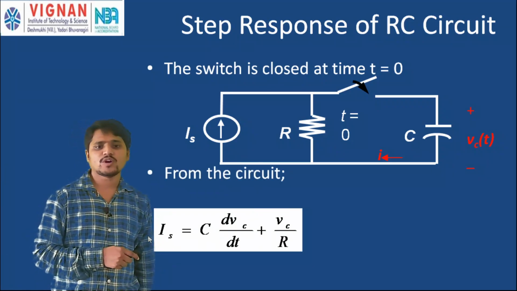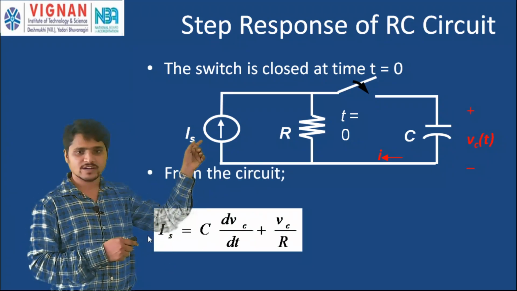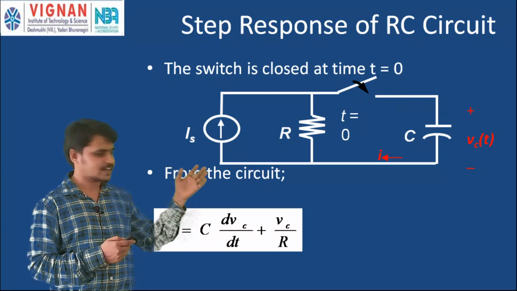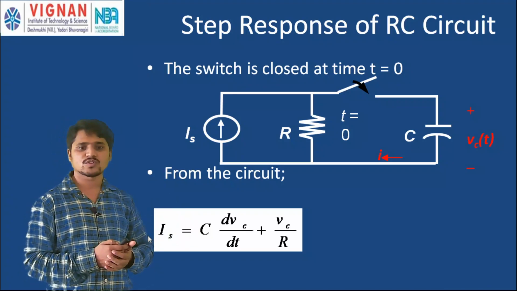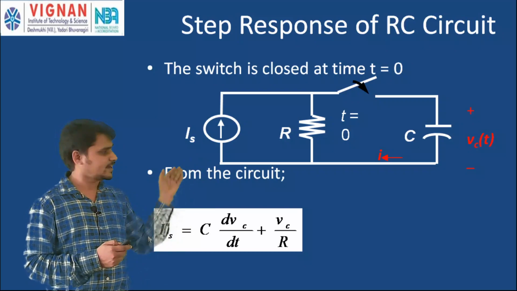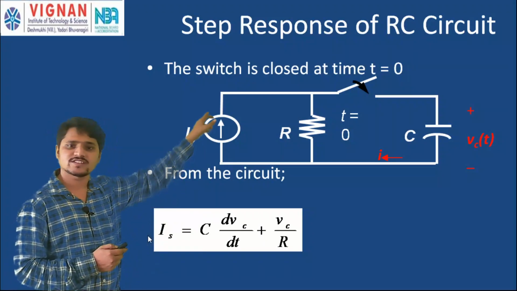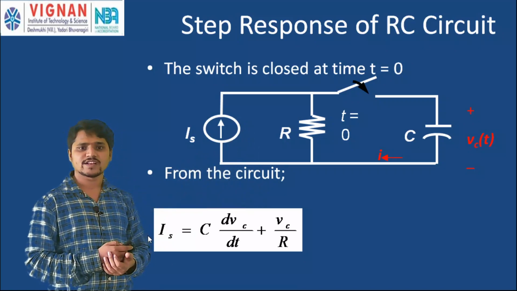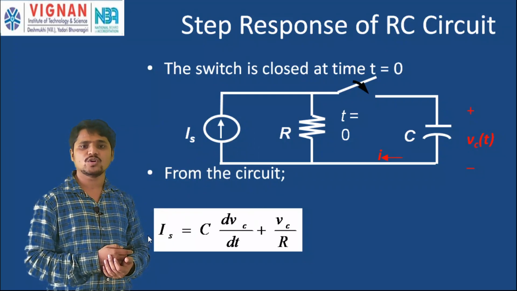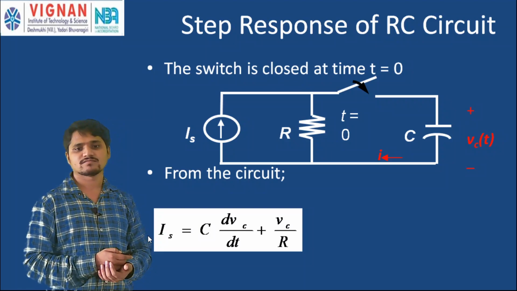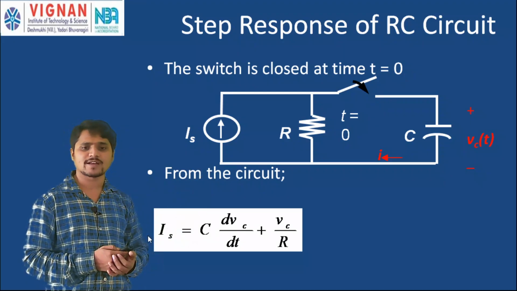From the circuit, apply nodal analysis at this switch junction. The algebraic sum of the currents leaving the junction is equal to 0, or entering currents equal leaving currents. The current entering is Is. Next, the current leaving is through the resistor R and through the capacitor. So Is is equal to C into dVc by dt plus Vc by R, since the resistor and capacitor are in parallel.